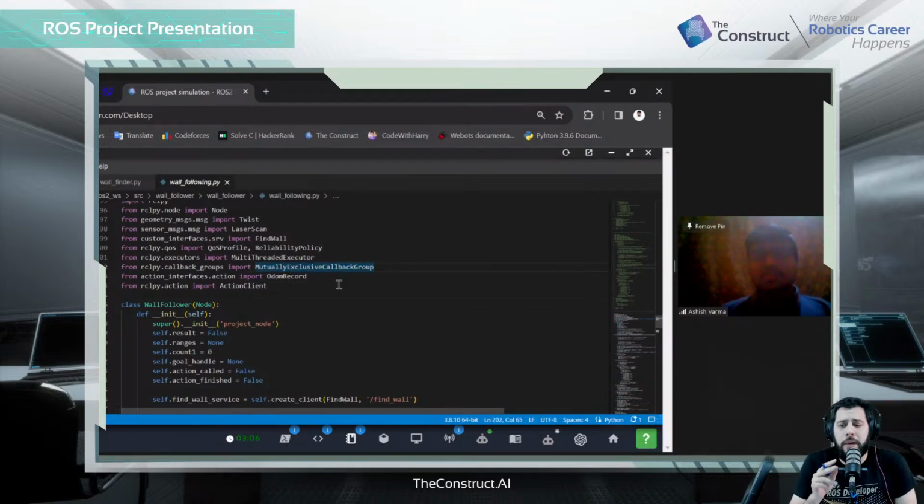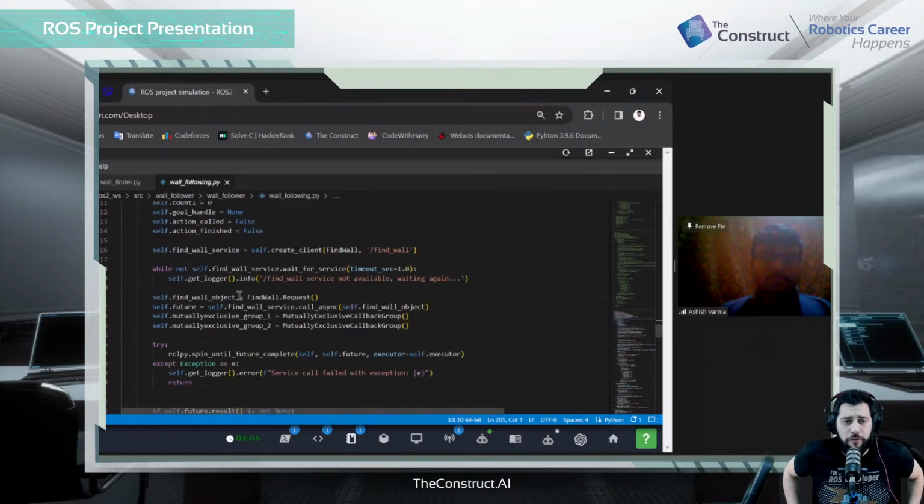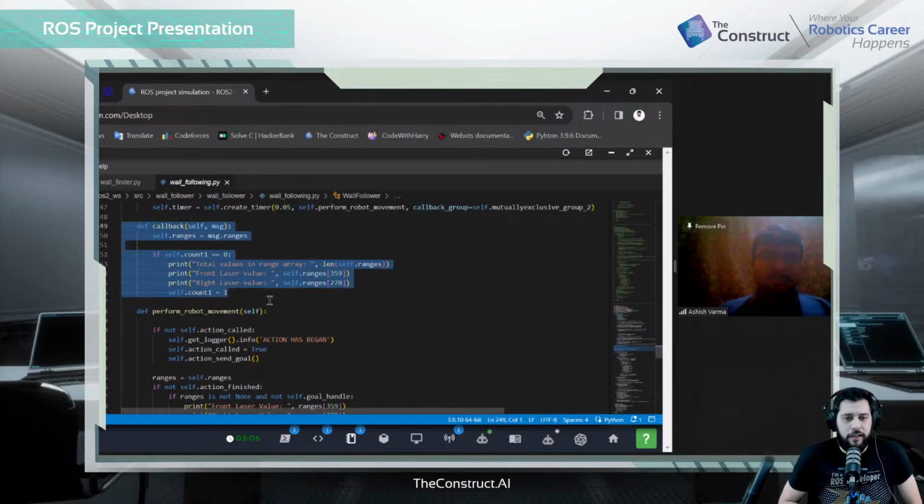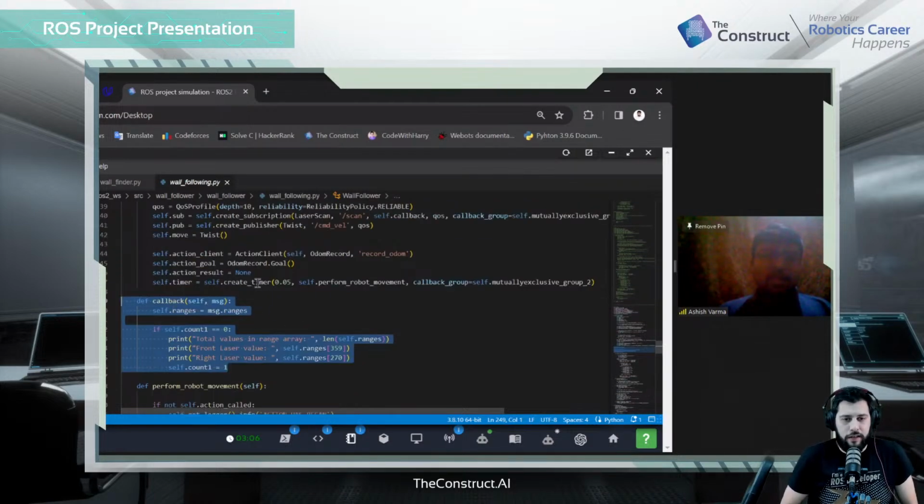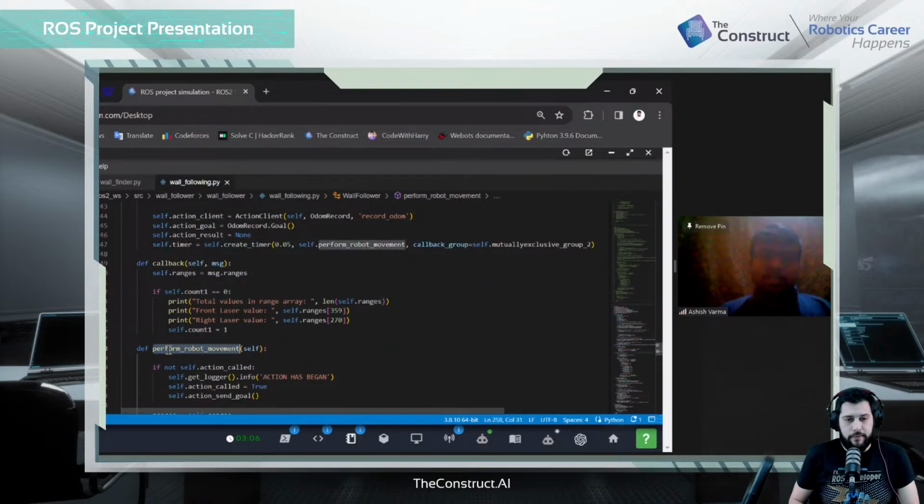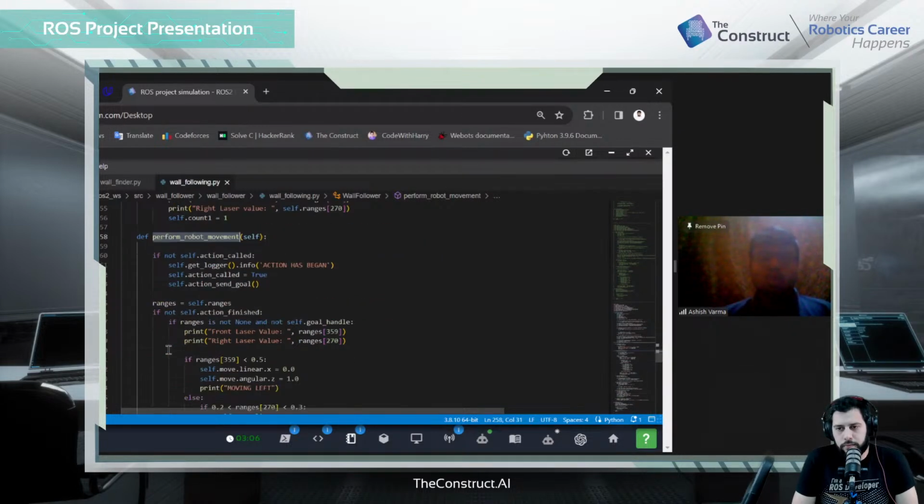Sorry, sir, I wanted to ask, what other callback are you running in this main wall following .py? You have the scan callback, and is there another one, like a timer? Yes, this is called scan callback, and the other one is a timer. This timer triggers my main function, which is perform robot movement. It actually makes the robot follow along a wall.